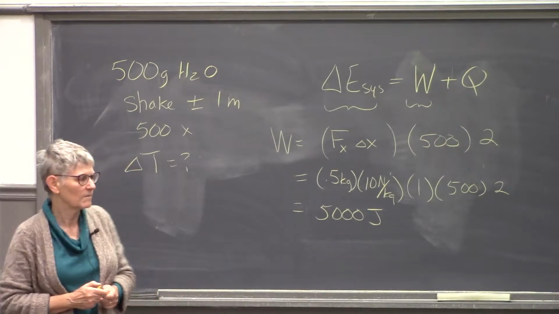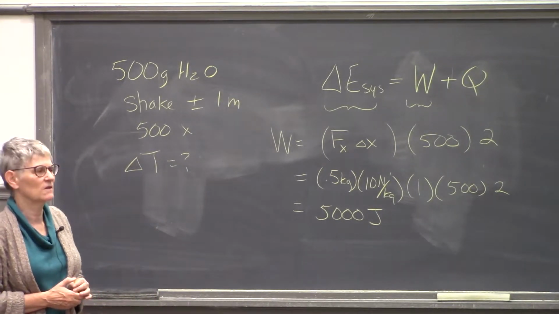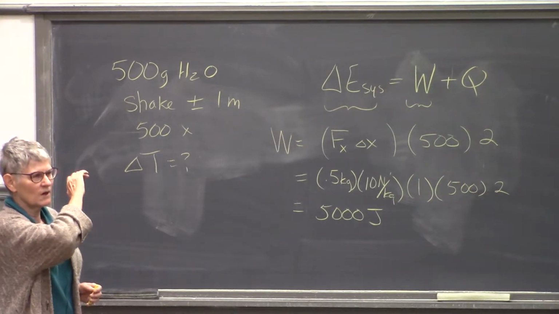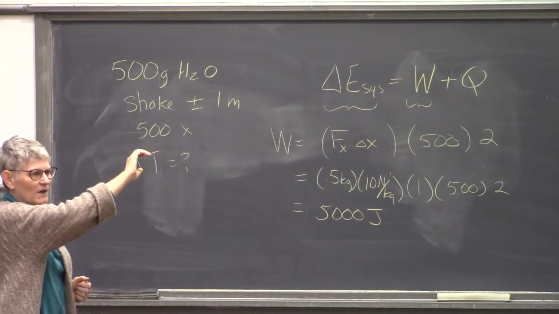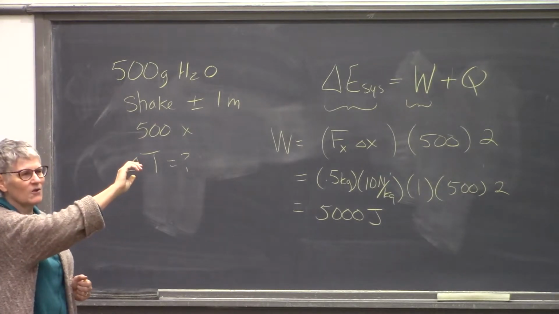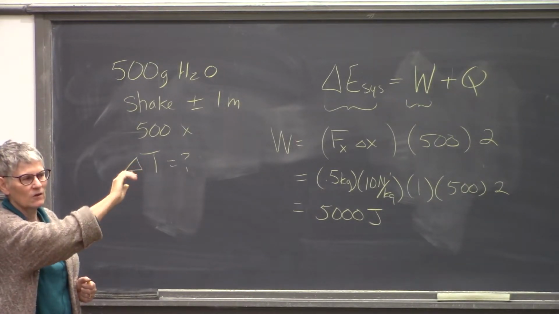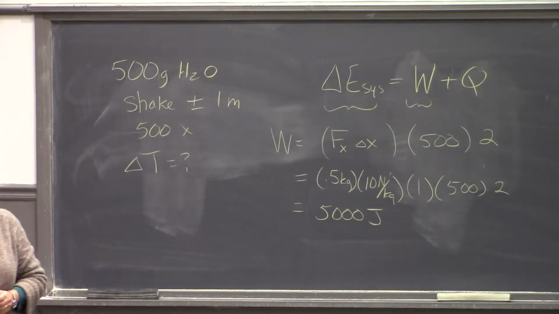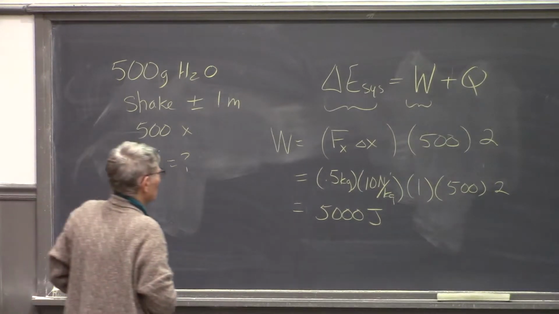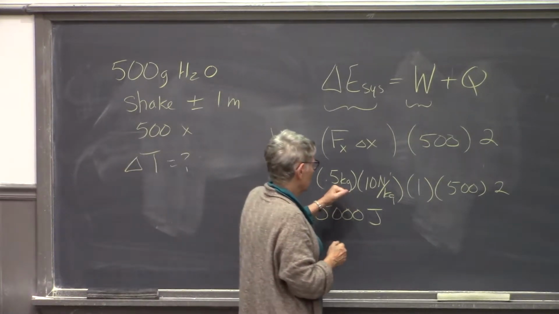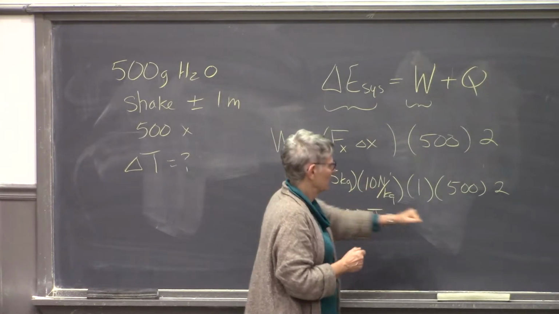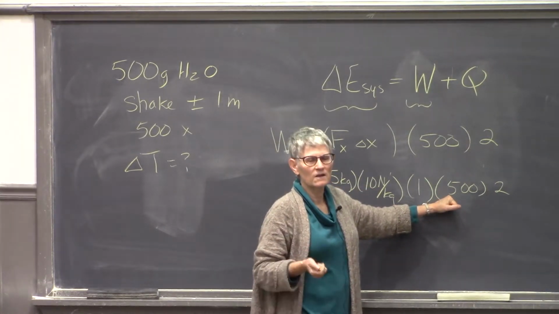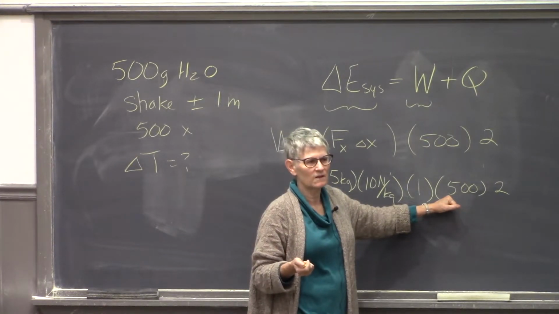Does it matter the direction you're doing it? Let's think about work. I'm shaking this, accelerating it this way, exerting a force in the direction of motion, and then I'm moving it back the other way, exerting a force the other way in the direction of motion. So I'm doing positive work in both cases. I think it's 50,000. Oh, there's a 2. Let's see. 0.5 times 10 is 5, times 500 is 2,500, right?